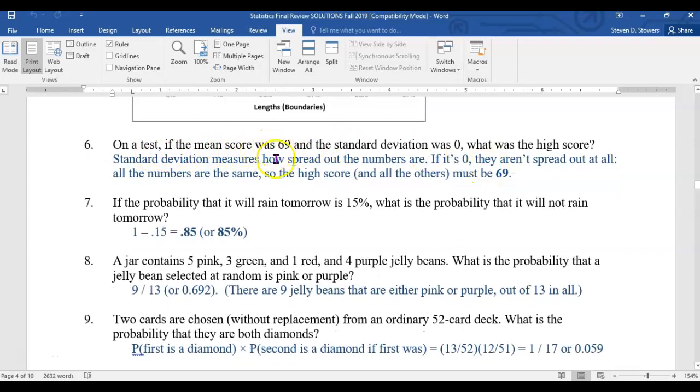Number 6 says, on a test, if the mean score was 69 and the standard deviation was 0, what was the high score? Remember what standard deviation tells you. It's a measure of how spread out the numbers are, how much variation there is, or deviation. If there isn't any variation at all, that means that all the numbers are exactly the same as each other. And if they're all exactly the same, and the mean is 69, that means all the numbers must have been 69. So the high score was 69, the low score was 69, all the scores were 69.